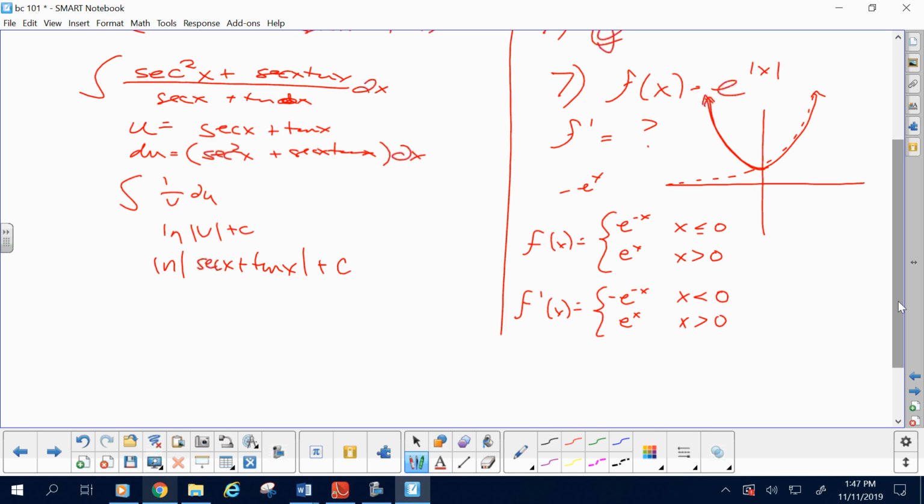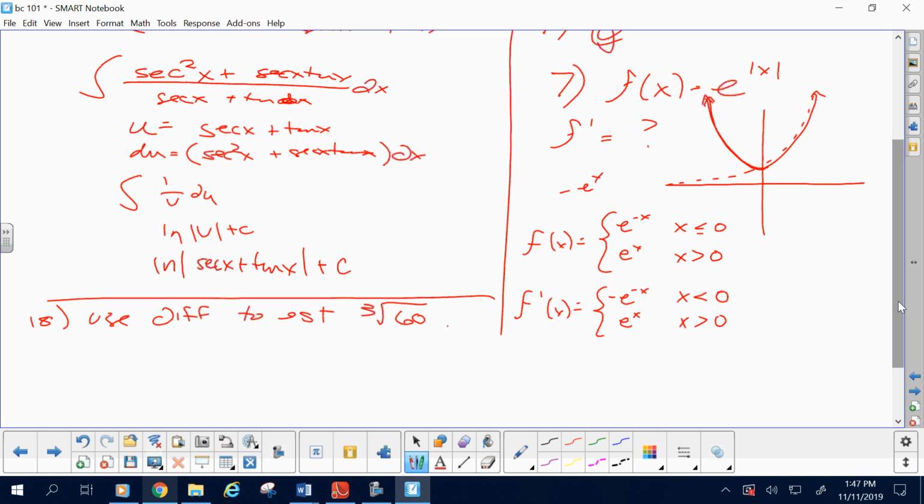Let's also do as a warm-up number 18. Use differentials to estimate the cube root of 60.